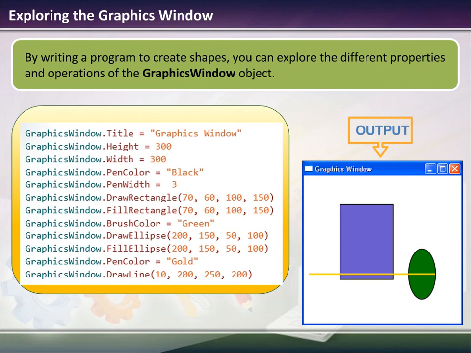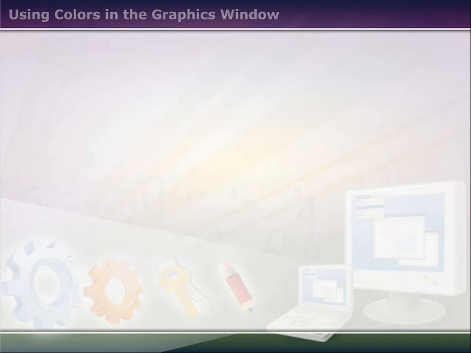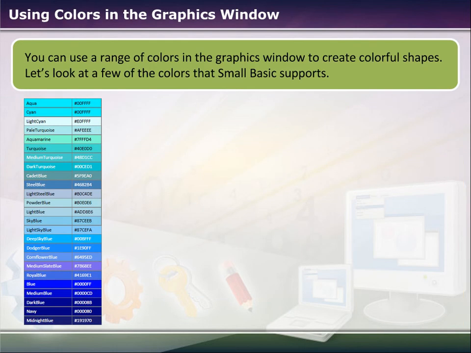Then at the end we drew a line, and the dimensions of the line were 10, 200, 250, and 200. So, and we'll talk about those separately in a second here. So when we go to use the different colors, we can arrange the colors.